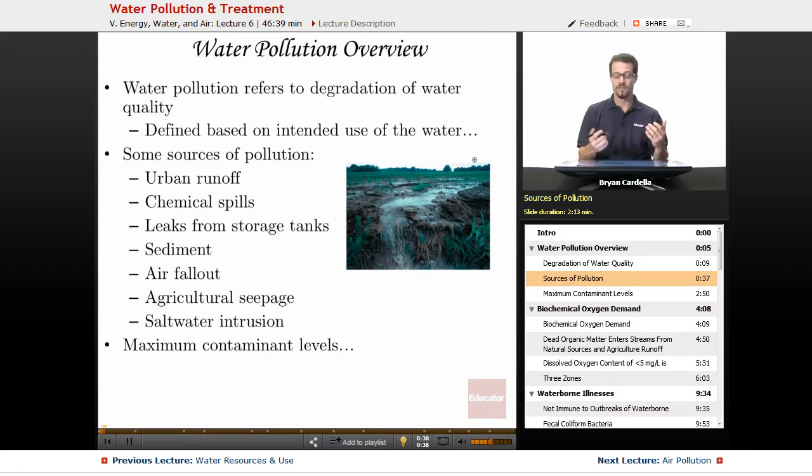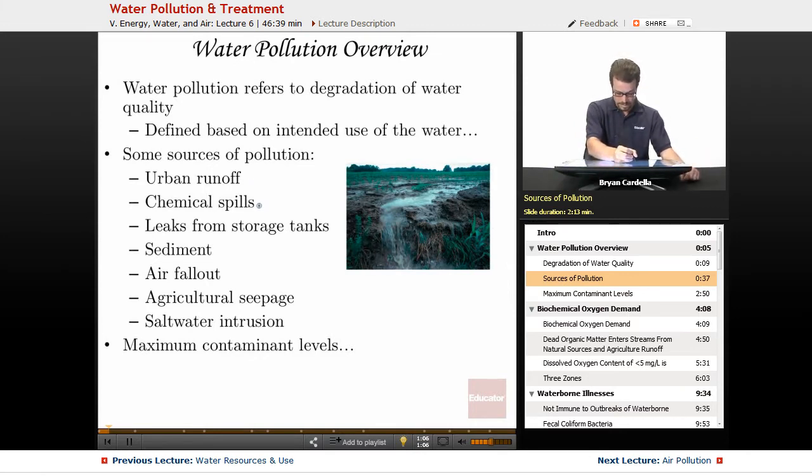Here are some sources of pollution. And by the way, these sources not only affect surface water, they also affect groundwater and inevitably oceans, lakes, streams, just all water sources basically. Urban runoff. Whether this is from apartment buildings, commercial zones, even military sites, there is going to be waste coming from those regions.